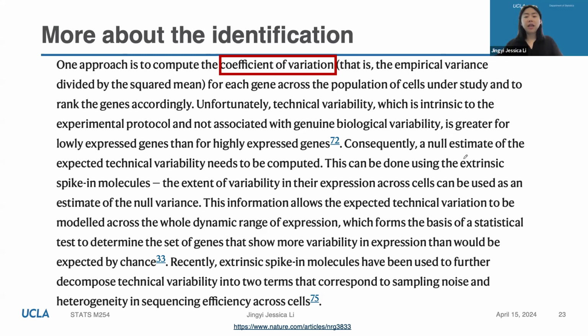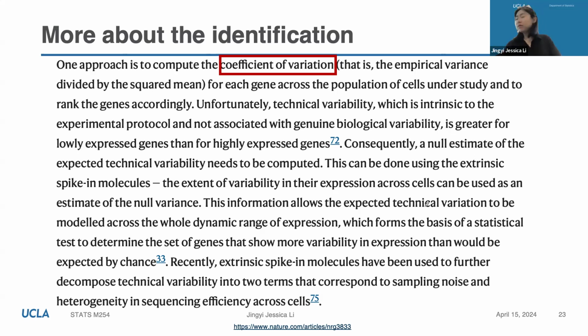This can be done using the extrinsic spiking molecules. The extent of variability in their expression across cells can be used as an estimate of the null variance. This information allows the expected technical variation to be modeled across the whole dynamic range of expression, which forms the basis of a statistical test to determine the set of genes that show more variability in expression than would be expected by chance. Recently, extrinsic spiking molecules have been used to further decompose technical variability into two terms that correspond to sampling noise and heterogeneity in sequencing efficiency across cells.